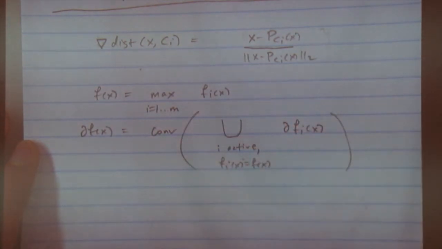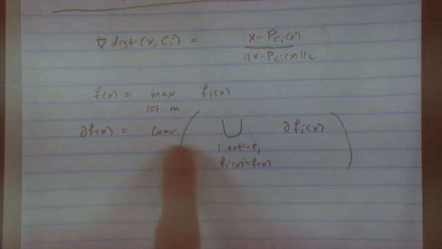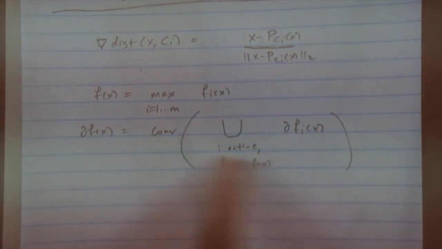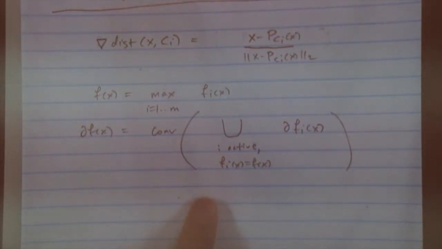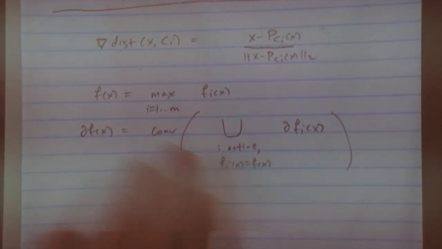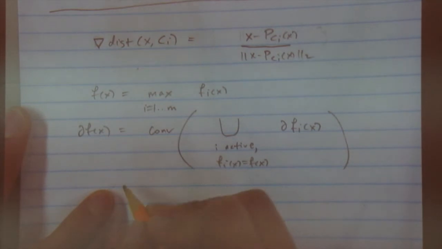Because we know that the set of subgradients, the subdifferential of any function, is convex. Then we know that these are all valid subgradients, so must be their convex hull. It's the rule that we learned. And you're going to actually prove that on the homework, I believe.